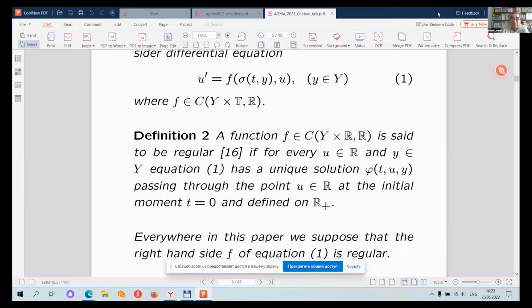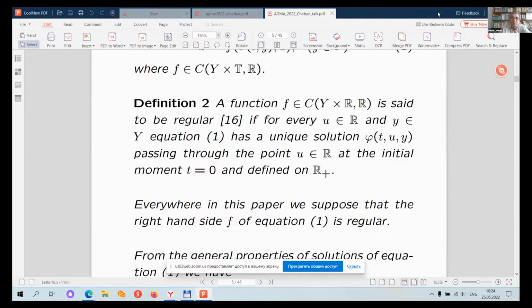Below, I suppose that the right-hand side f of equation 1 is regular. This means that the Cauchy problem for equation y is uniquely solvable, there is a unique solution defined on the semi-axis R plus, and this solution continuously depends on initial data.